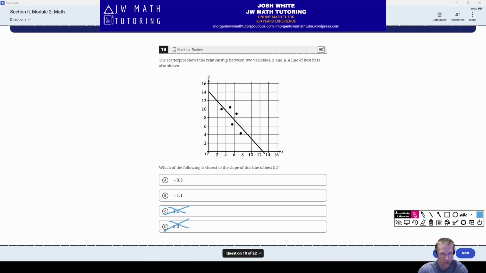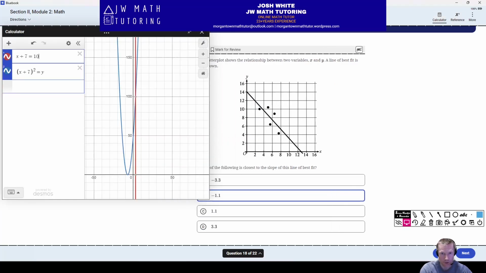Now, to get a good idea here, notice I start here at 0, 14, right? And then notice right here, I go down 2 and I go right 2, to stay on the line. So down 2 would be negative 2, and right 2 would be positive 2. So that tells me the slope of this line is approximately -1. So what is closest to -1? Obviously it's B, -1.1, as our answer.